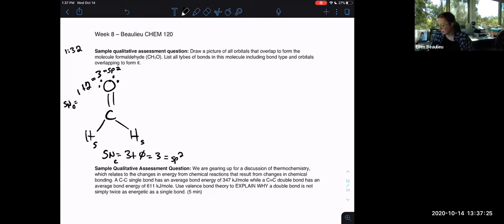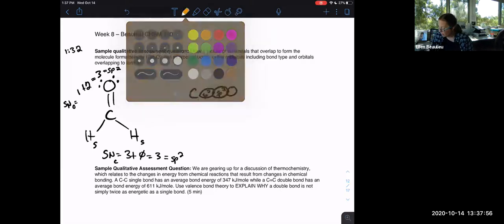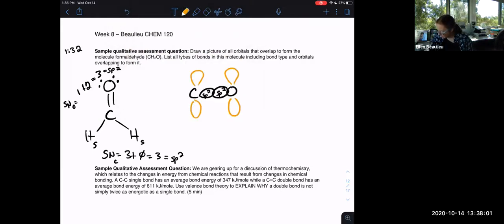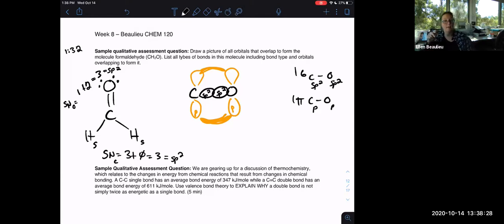So I'm going to start my picture by having my central atoms, carbon and oxygen. I understand there's a bond between them. There's actually 2 bonds between them. What types of bonds are they? Anytime you see a double bond, there is a sigma bond that forms on the axis of bonding. So this is sp2, this is sp2. That sigma bond is formed by hybrid orbitals overlapping. There's also a pi bond between carbon's p orbital and oxygen's p orbital. So far, if we're keeping score, we've got 1 sigma carbon-oxygen bond formed by sp2s. We've got 1 pi carbon-oxygen bond formed by p orbitals. Those are the 2 bonds that exist between carbon and oxygen.